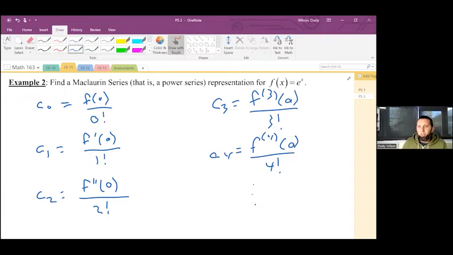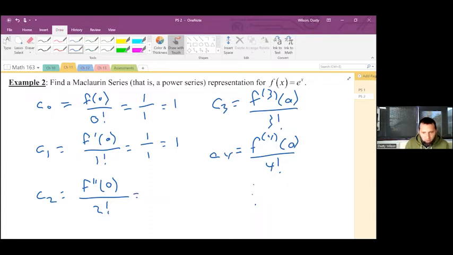Well, this means we need derivatives of f of x, and we need to evaluate them all at 0. Nice part about derivatives of e to the x, I think I said f of x. We need derivatives of e to the x. Nice part about the derivative of e to the x is it's just e to the x. So f of x is e to the x at 0. This will be just 1. So e to the 0 is 1, divided by 0 factorial, which is 1, or 1. f prime of x is e to the x, evaluated at 0. This is 1, divided by 1 factorial is 1, or just 1.